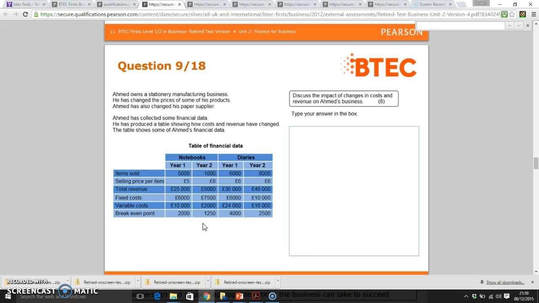Do it as a list. So just list some of those figures. Tell us what's happening. What numbers can you see? Why do you think it might be happening?